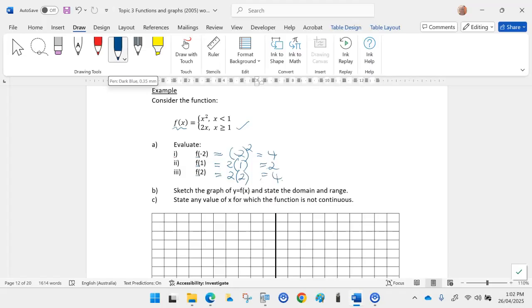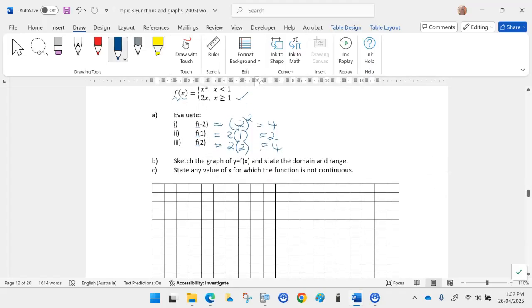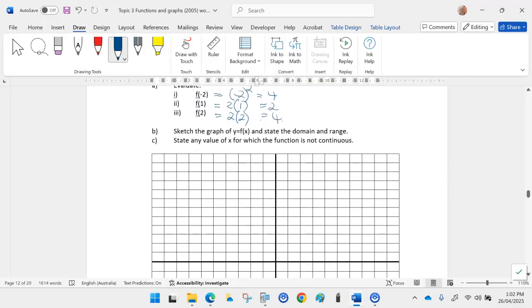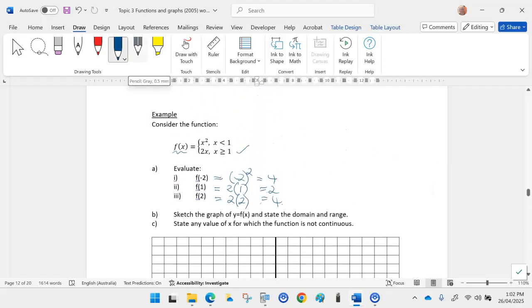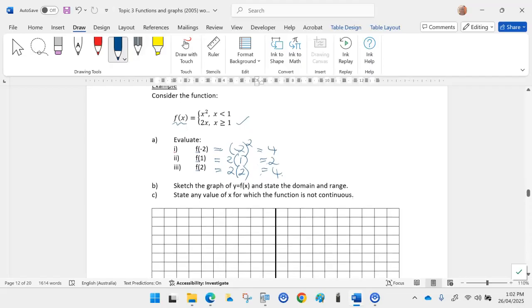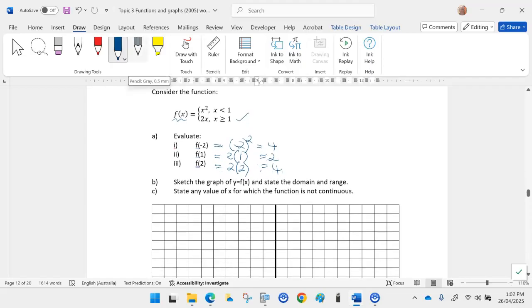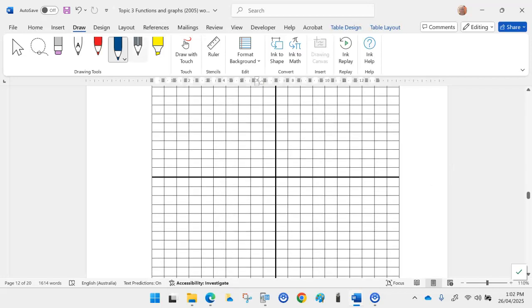Cool, cool. All right, what about the next bit? Sketch the graph of y is equal to f(x) and state its domain and range. So that means graphing the piecewise function that we've got. Now the first bit is f(x), or y is equal to x squared. Now we know that's a parabola, don't we?